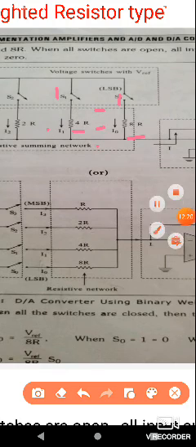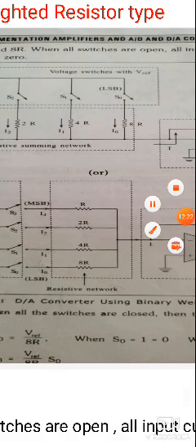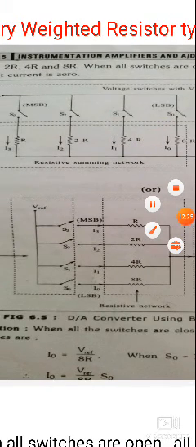If S2 is closed, the I2 current is passed to the circuit. The I2 current will depend on the 2R resistor. If S3 is closed, the I3 current will be passed to the circuit. The I3 will depend on the resistance R. So the switches depend on the currents across them, and also on the binary weighted resistors across the switches.